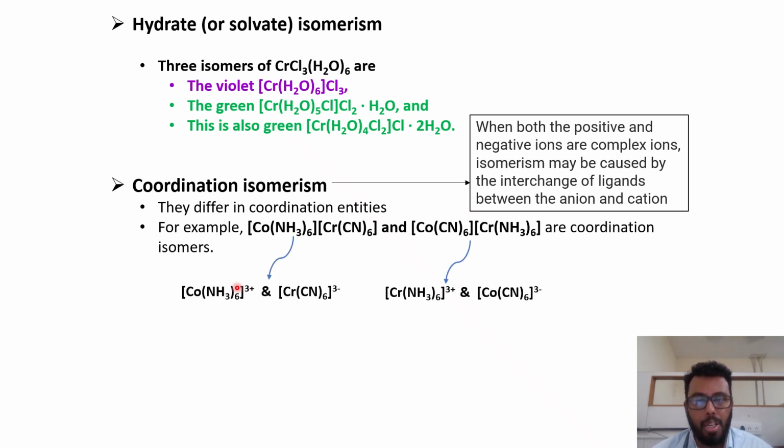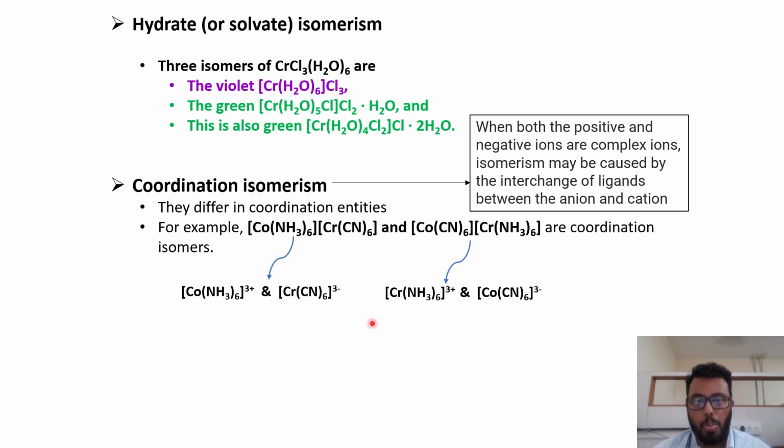So let's see this one. As I said, both positive and negative ions are complex ions. So here you have Co(NH3)6 3+, and here you have Cr(CN)6 3-. So here the interchange of ligands has happened. Also the metal ions are interchanged. So the cobalt is replaced with chromium, and the ligand amine is replaced with cyanide, and this is also an octahedral complex.